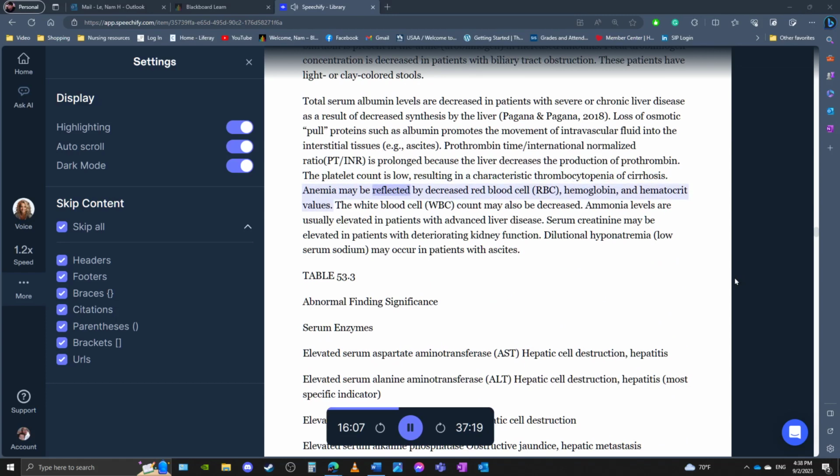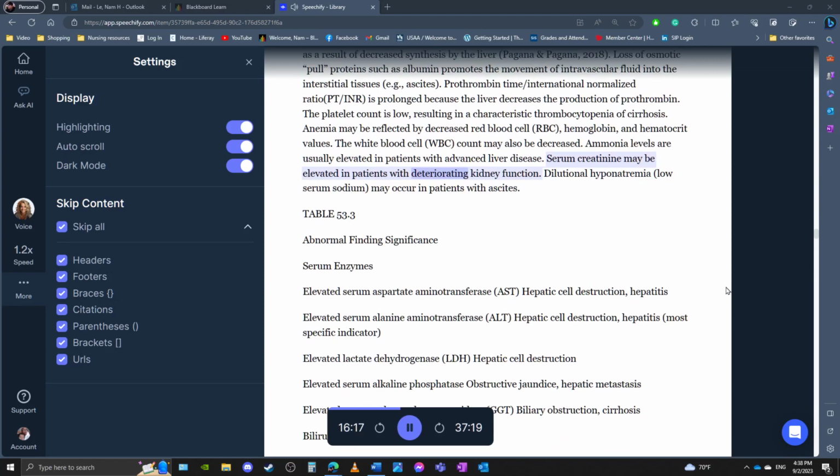Anemia may be reflected by decreased red blood cell, hemoglobin, and hematocrit values. The white blood cell count may also be decreased. Ammonia levels are usually elevated in patients with advanced liver disease. Serum creatinine may be elevated in patients with deteriorating kidney function. Dilutional hyponatremia may occur in patients with ascites.